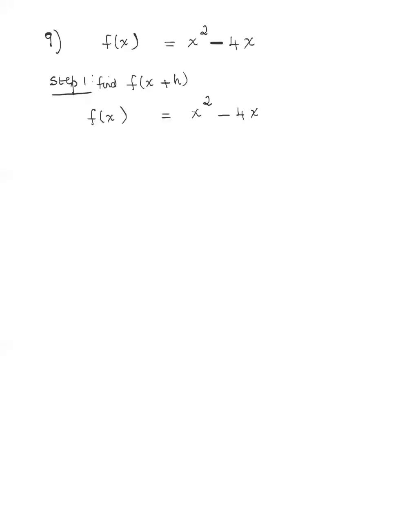So the next one, same thing. We are given f of x equals x squared minus 4x. We have to find the same thing. So first, step 1, we have to find f of x plus h. That means you take the function f of x, which is x squared minus 4x. Now we are going to replace all the x in this f of x by x plus h.